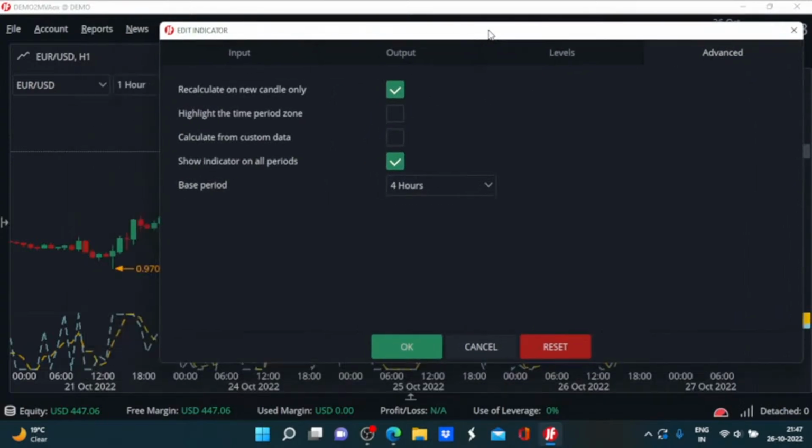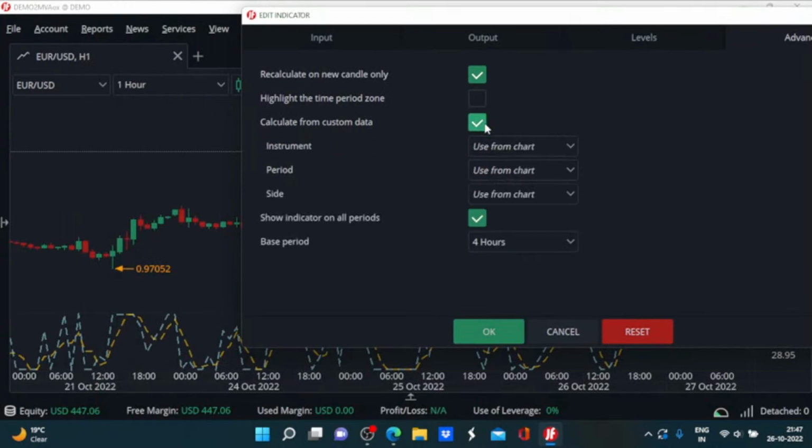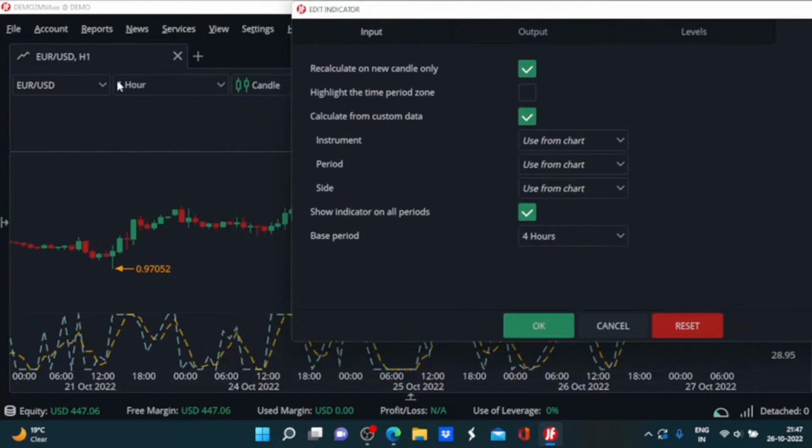The customization can also be done for further calculation. The instrument can be simply used from the chart. So whenever you vary the instrument, suppose for example I go for another instrument, now that we have this box open, it is not changing.